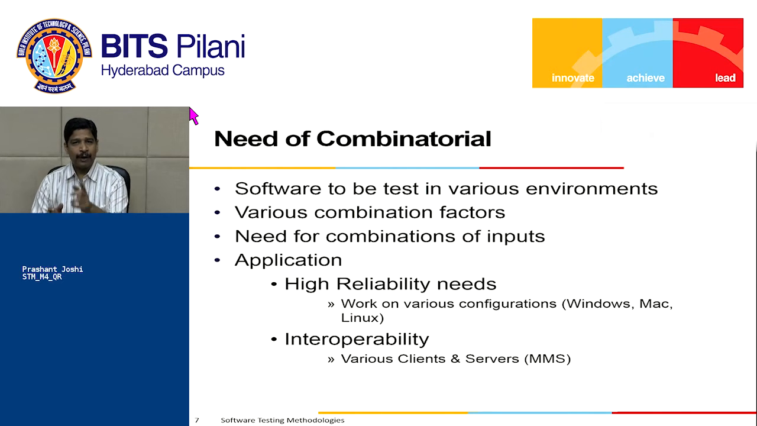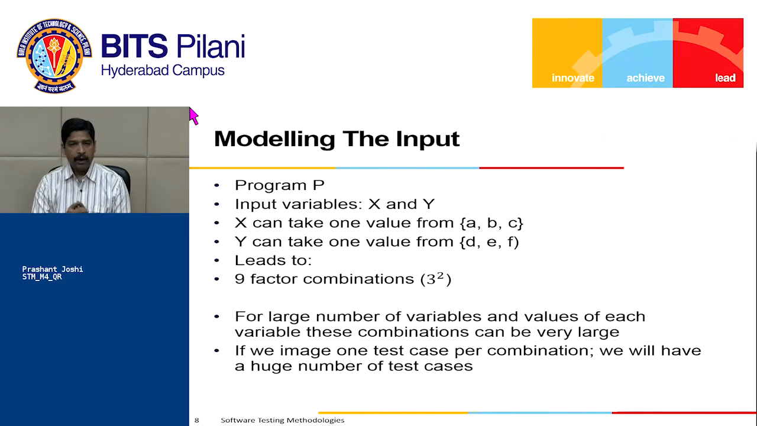And of course, we looked at examples related to interoperability as well, where we have, say, multiple browsers on multiple platforms working with major websites. This combinatorial in itself is a technique, and combinatorial opens up possibilities of testing, say, interoperability specs. One of the examples that we stated was the MMS, with various clients and servers that connect with it. The combinatorial piece expects us to model the input and in fact look at all the factors.